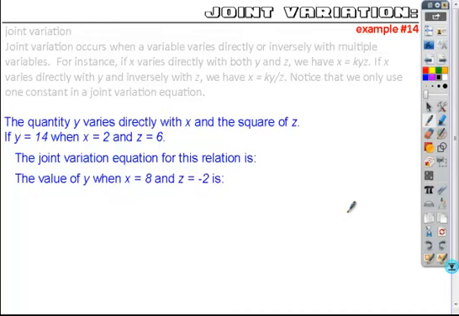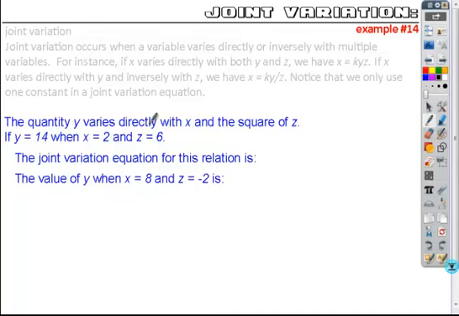with. If all you see is it varies jointly with, then it means that both of the items that follow are direct variations, meaning they're going to go in the numerator of a fraction. But joint variation means you're going to have a mixture of the two. So what it says here is the quantity y varies directly with x and the square of z, meaning it's going to vary directly with both.